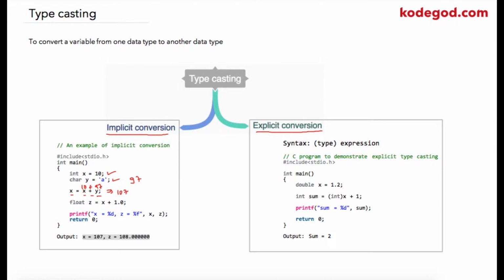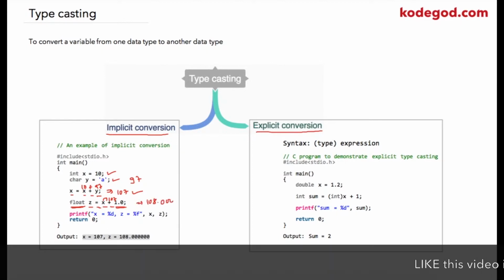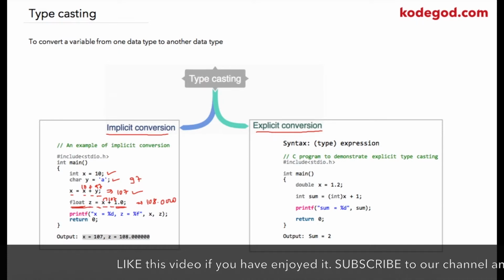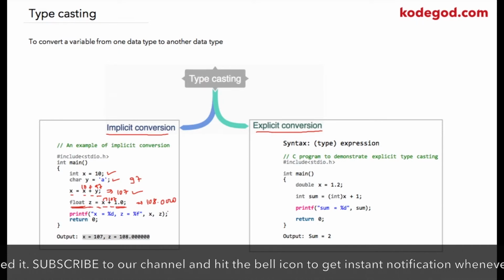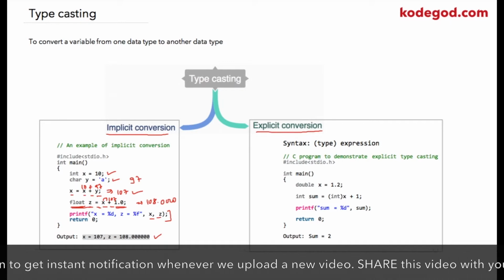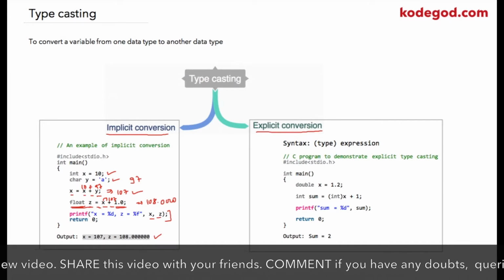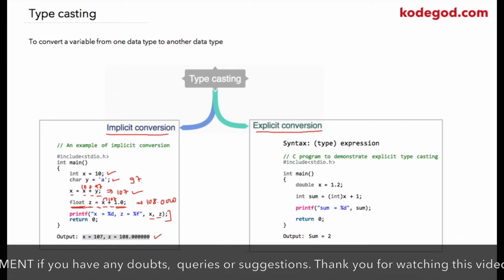And in the next statement, I have float z is equal to x plus 1.0. Now we have x updated to 107 because of the previous statement, which is an integer value. But here, because we are adding 107 with a float value, which is 1.0, the compiler will produce an output of 108.000 and it will be stored into float z. So in the next lines, I'm just printing those values of x and z. So the final output is here. In this program, we have seen how the compiler implicitly converts the data type of used variables.